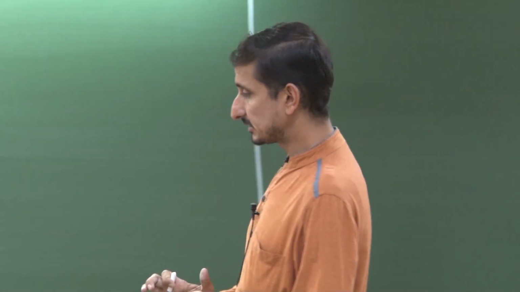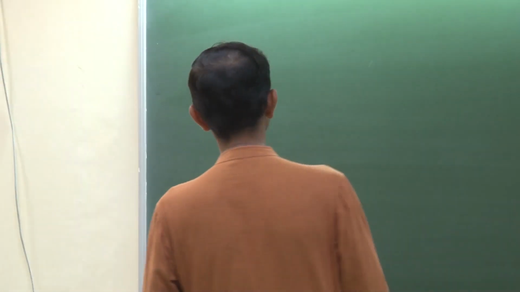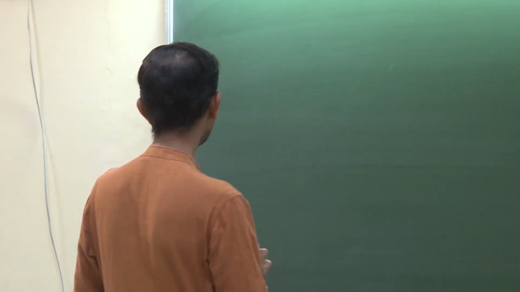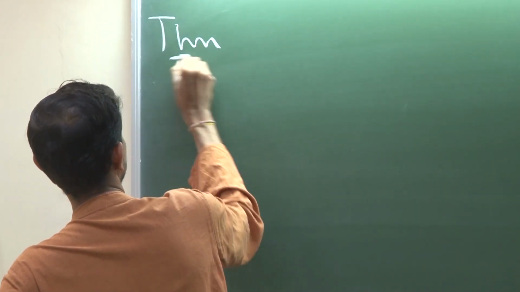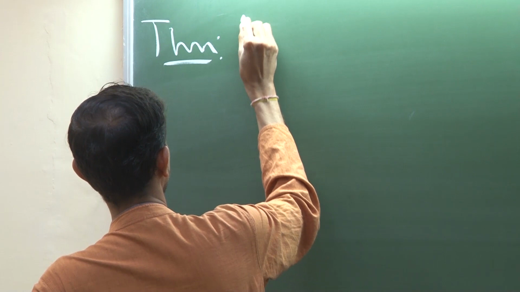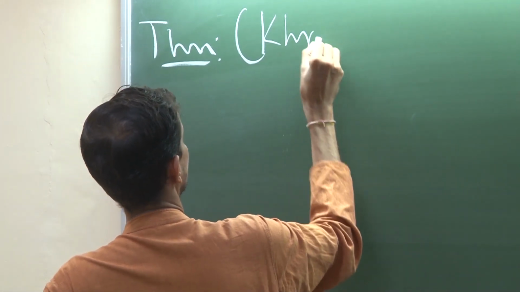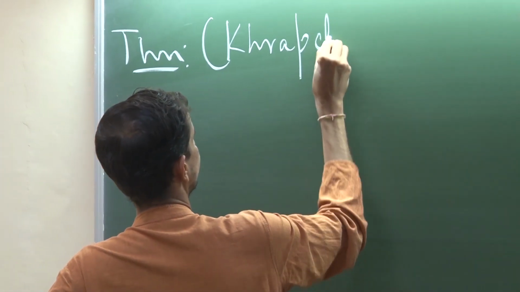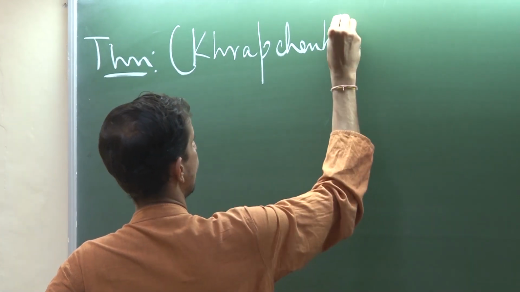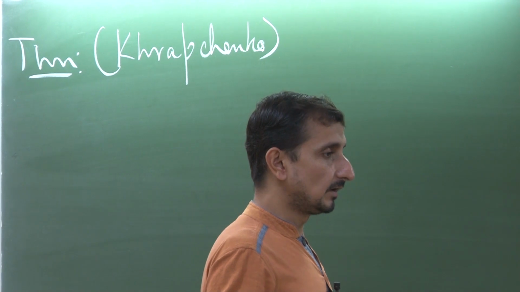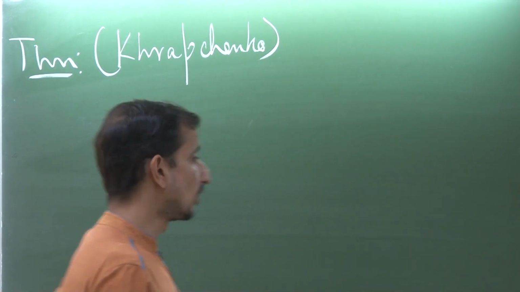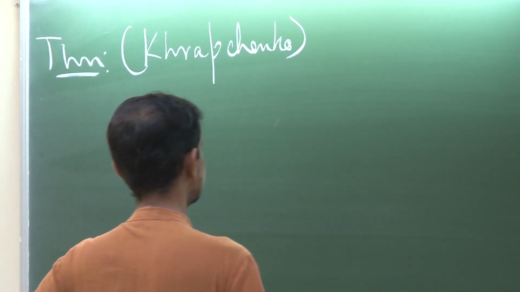Last class we were discussing Khrapchenko's theorem. Let me state the theorem that we saw last time. This is a theorem which is used to give a lower bound on functions. Okay. So, what does this theorem say?